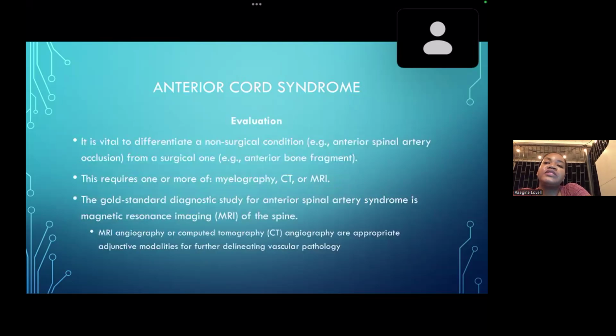So it's very important to differentiate a non-surgical condition, for example anterior spinal artery occlusion, from a surgical one, for example when it's caused by an anterior bone fragment. So we need to utilize imaging, the gold standard of which would be the MRI. MRI results can be negative in the first 24 hours, but it is still used to confirm the diagnosis. In addition, MRA or CTA, so angiography studies, are appropriate adjunctive modalities to delineate the vascular pathology.